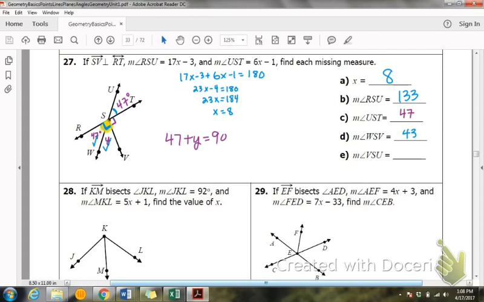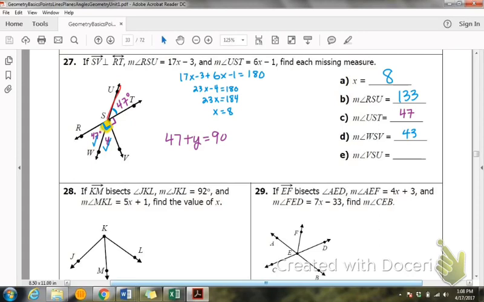Okay, VSU. Chris, tell me how you're going to find VSU. You're going to subtract the 43 from 180. Say that again. You're going to subtract 43 from 180. Okay, so you said this angle right here is 43, right? And all three of these together make 180, so you're subtracting 43 from it. Okay, that would work.